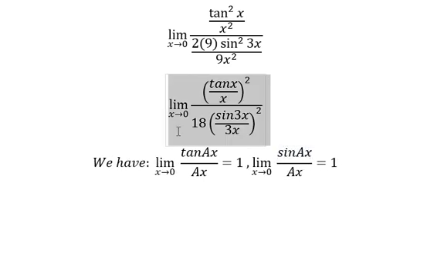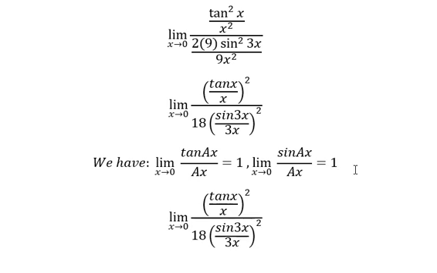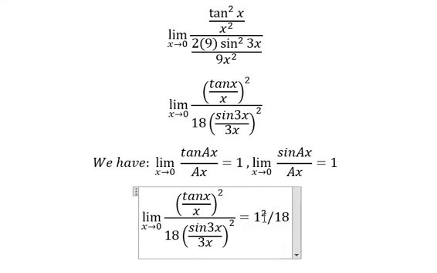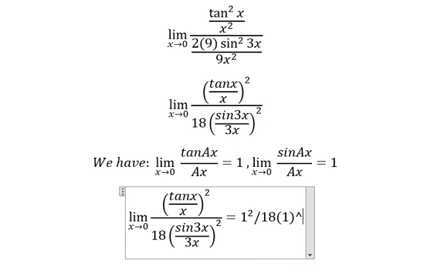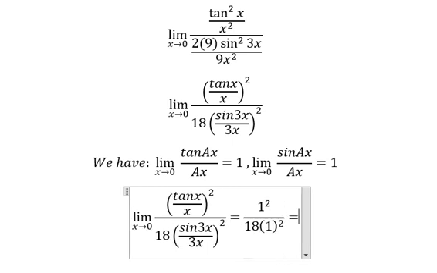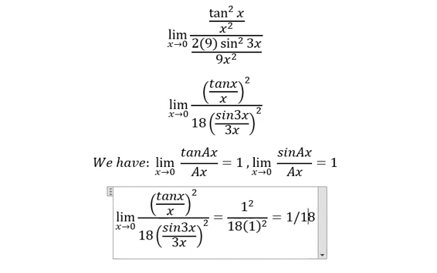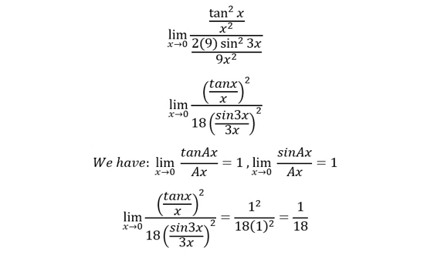So if we look carefully, this one you got number 1. This one you got number 1. So we will have 1 squared over 18 multiplied by 1 squared. And this one you got 18. 1 over 18. That's it, the end.